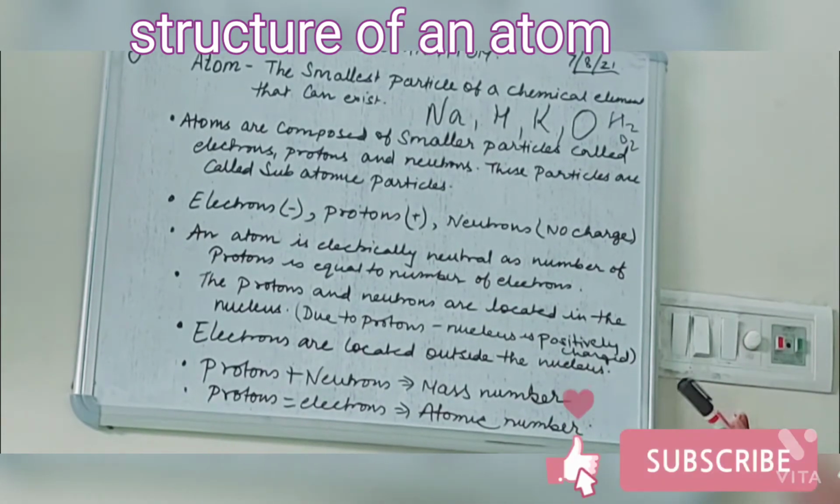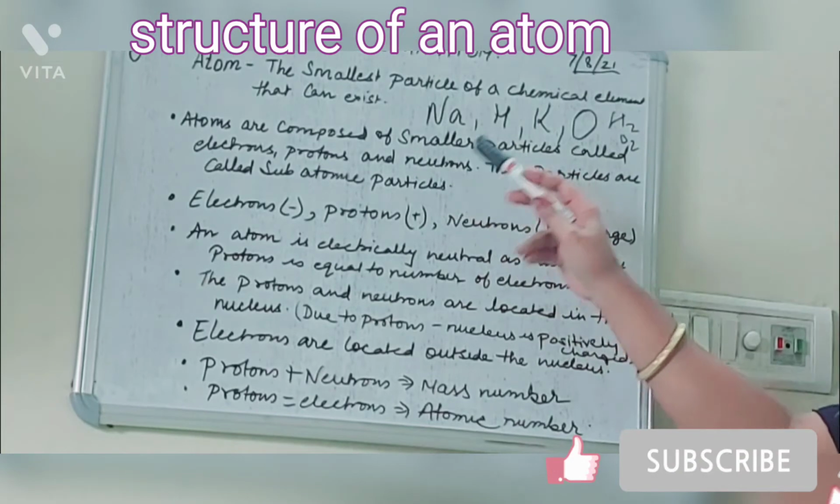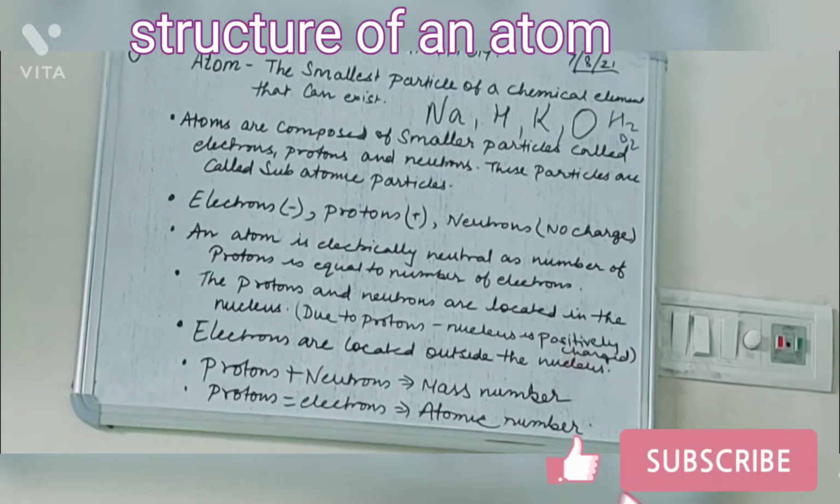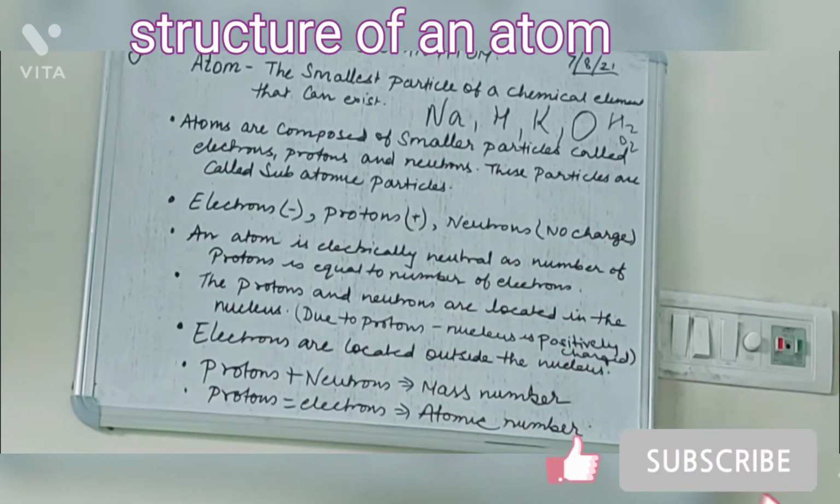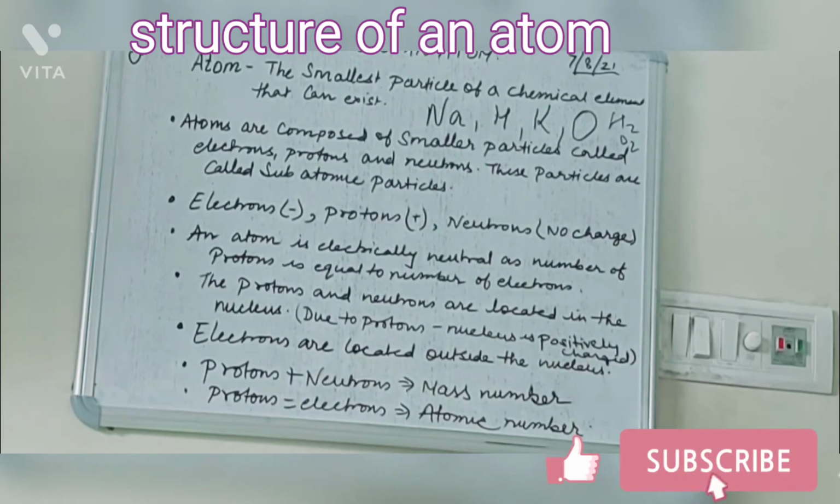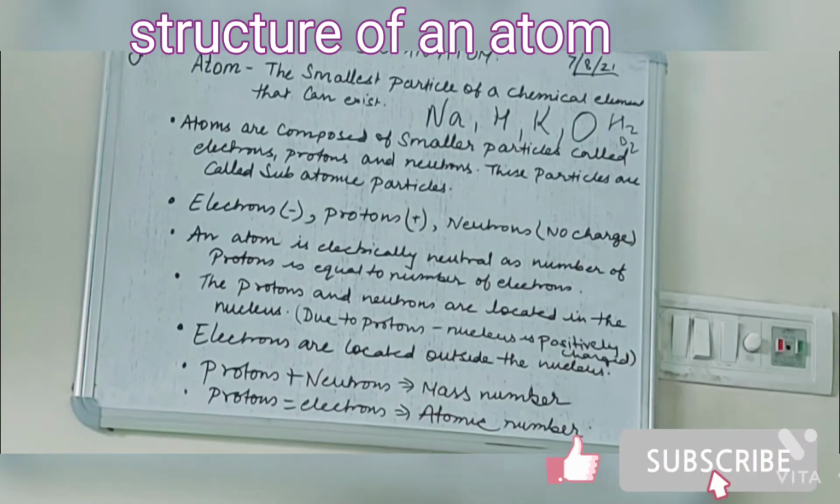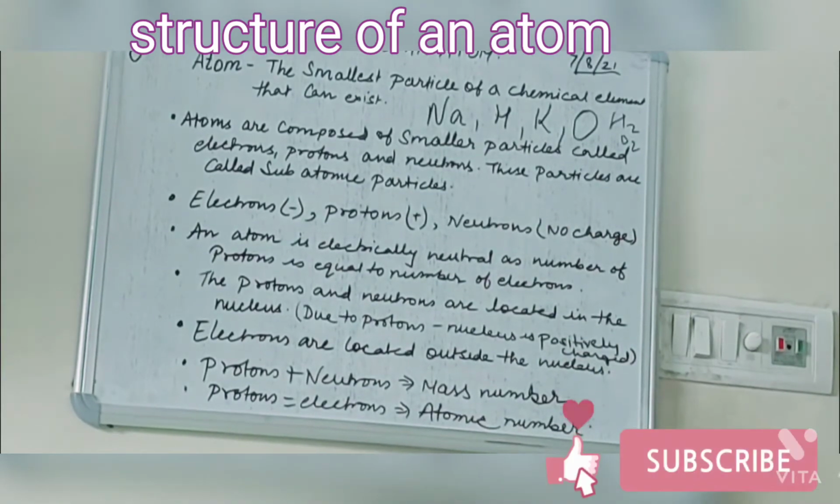Now, what do these atoms consist of? Atoms are composed of smaller particles called electrons, protons, and neutrons. These particles are called subatomic particles. There was a time when atom was defined by different scientists as indivisible, meaning it cannot be divided further. But when the modern atomic theory came into existence, it was defined that atoms are actually made up of subatomic particles, which are electrons, protons, and neutrons.